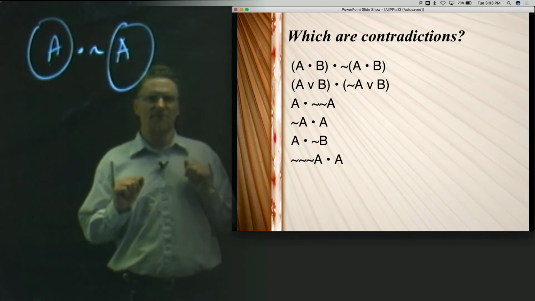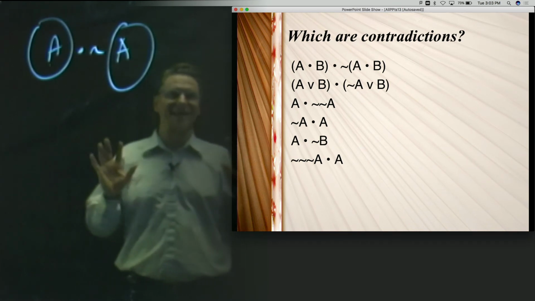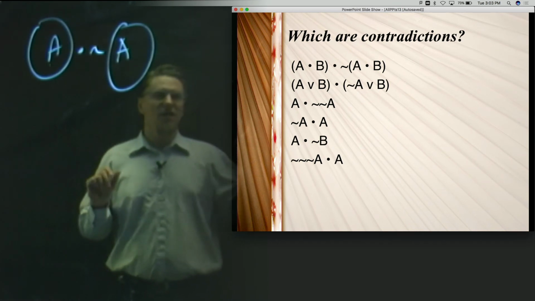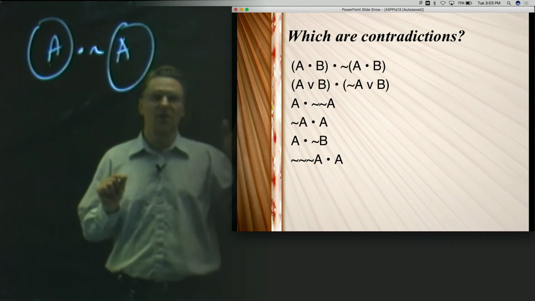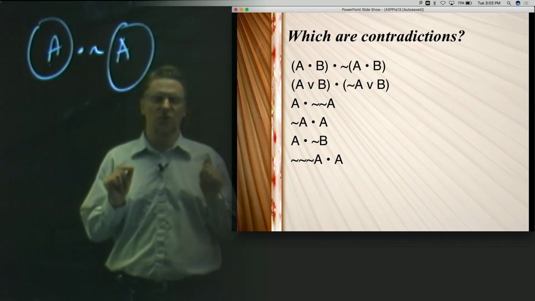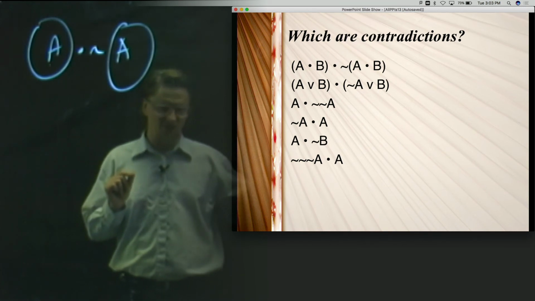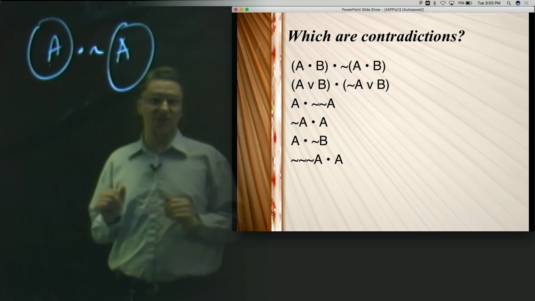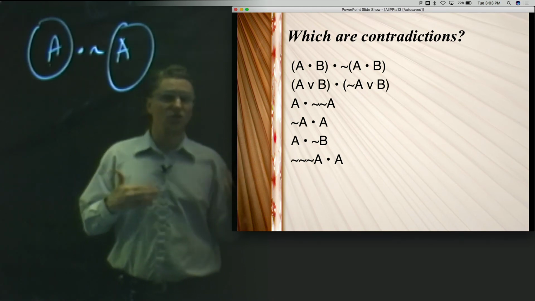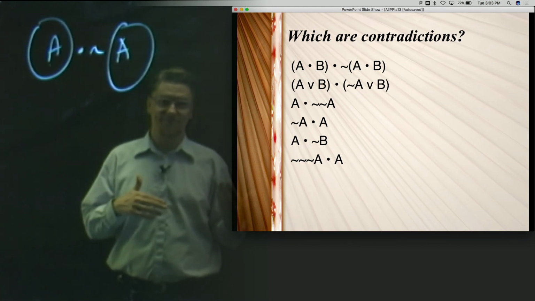The second option, though, with A wedge B and so on, I hope we can all recognize that that is not a contradiction. If the tilde was on the other side of that parenthesis, it would be a contradiction, but as it's written there, that is not a contradiction. The third item here, A dot double tilde A. Well, we know from double negation in 6.3 that that's not a contradiction at all. In fact, that's more or less a way of repeating ourselves.